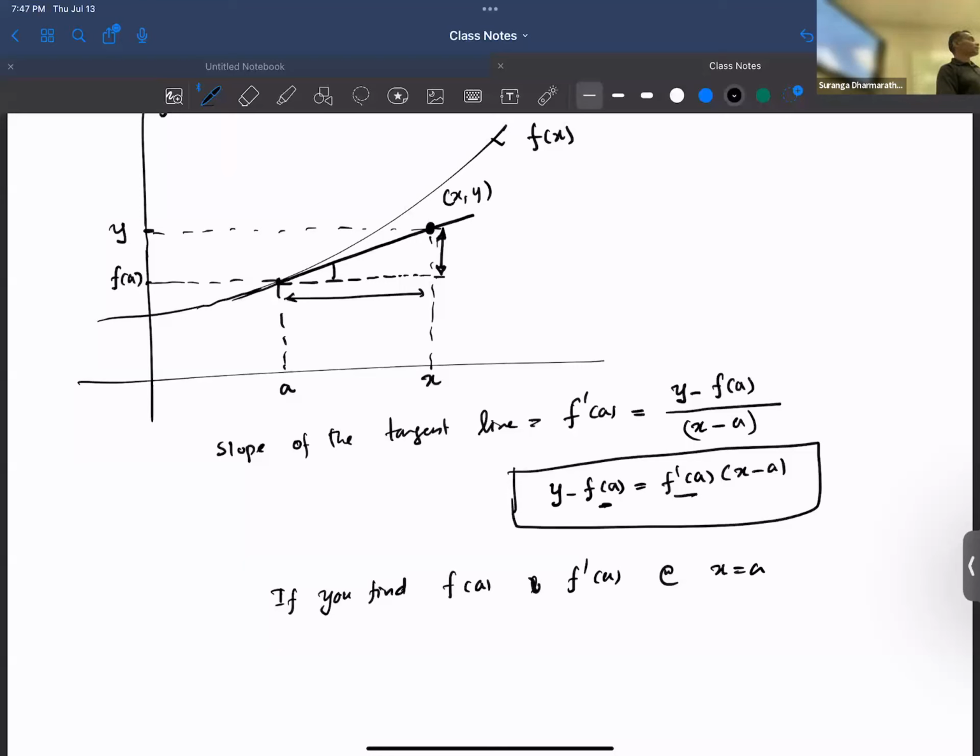Does that make sense? Right? You find f of a and f prime a at x equals a, you can find the equation of the tangent line at x equal a. Equation of the tangent line to the curve of f of x, right? To the curve of f of x.